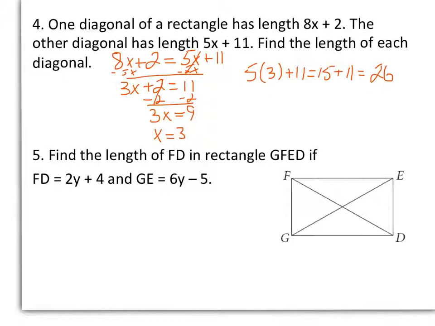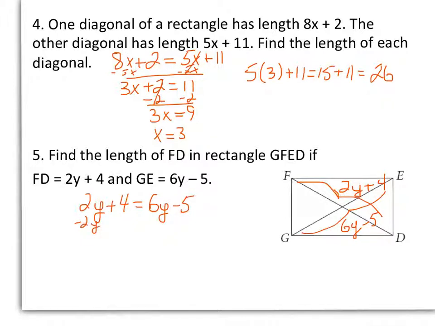And number 5, find the length of FD in rectangle GFED. So we know FD is 2y plus 4. GE is 6y minus 5. Again, the diagonals are congruent, so we're just going to set those two equal to each other. So 2y plus 4 equals 6y minus 5.